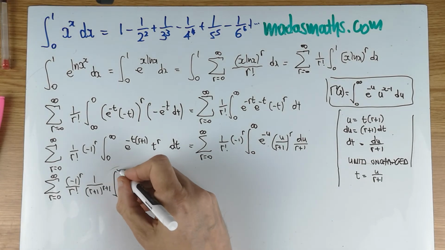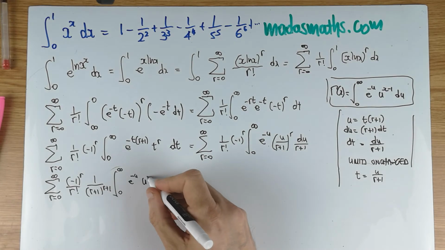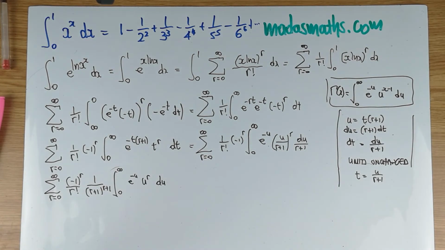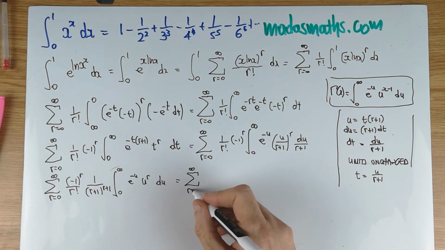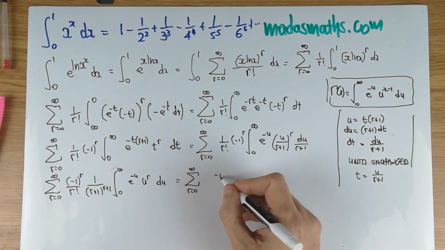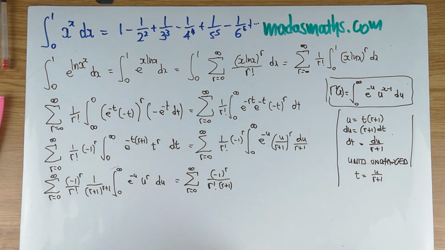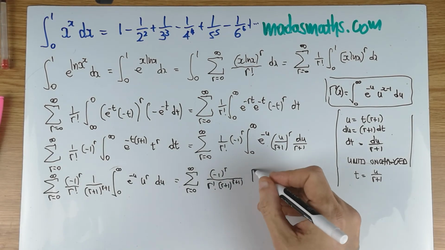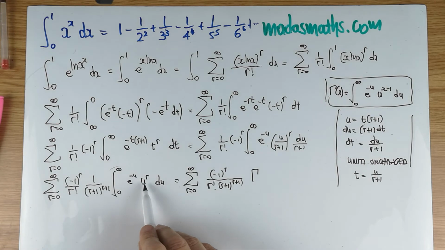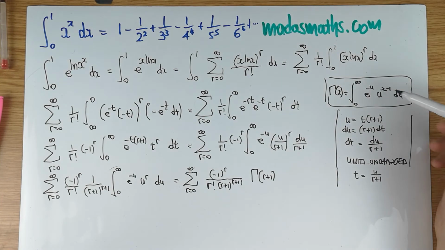And the integral now is purely a gamma function, the integral of e to the minus u times u to the r du. And this is now by definition a gamma function. Which gamma function is that? I sometimes make mistakes on this bit here. We have (-1)^r divided by r factorial, times (r+1) to the power of r+1, and we have the gamma function, and this is the gamma of r+1. One more, because in the definition we have a minus 1.